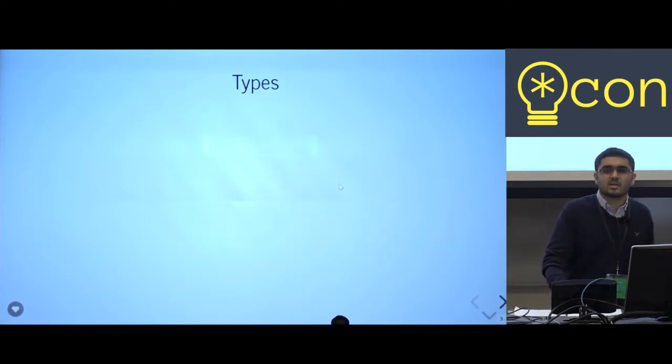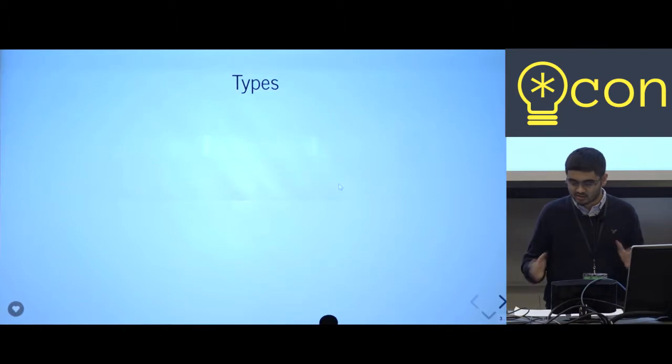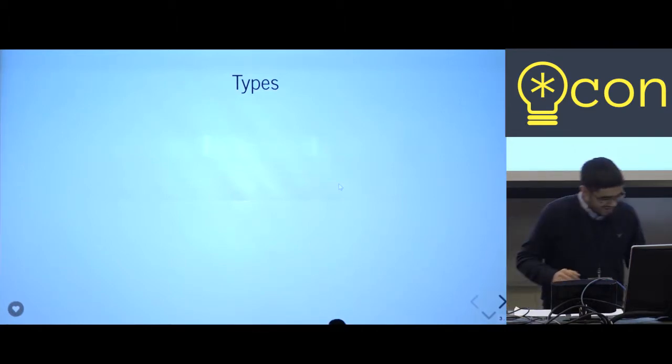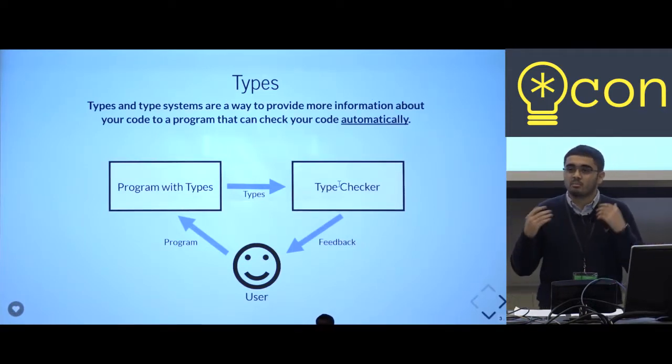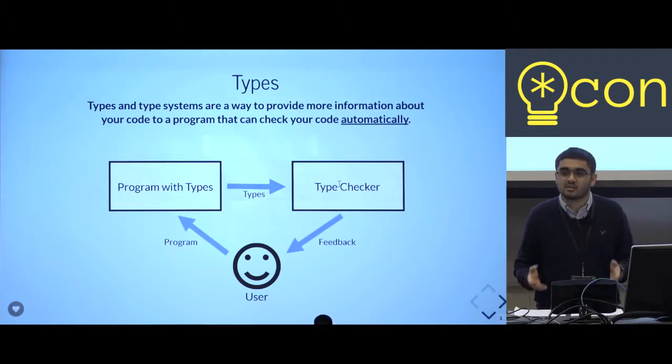And I've mentioned types a couple of times already, but what are they anyway? I'm not going to go into any programming language theory in this talk. I don't actually know any programming language theory, so that's why. But I think a good way to think about types and type systems is that they're a way to provide more information about your code to a program that can check your code automatically.